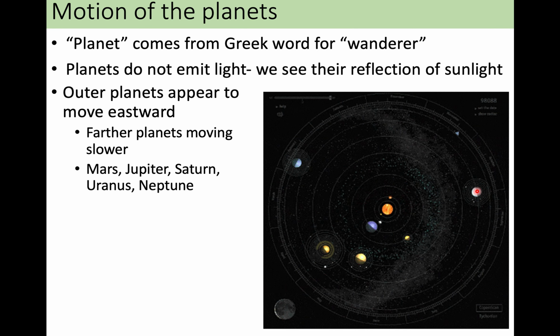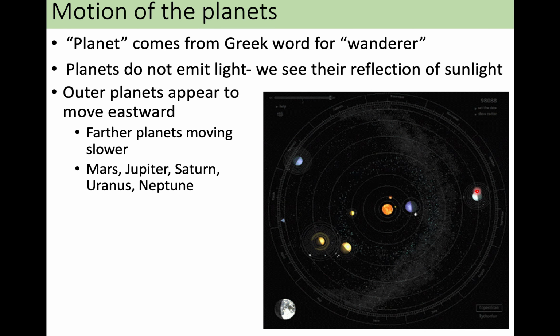So the outer planets appear to move eastward in the sky. The outer planets being the planets that are on the outside of Earth. So Mars, Jupiter, Saturn, Uranus, and Neptune. They are further away from the Sun than the Earth. They're on the other side of the Earth from the sun. They are farther planets, so they are moving slower around the sun.